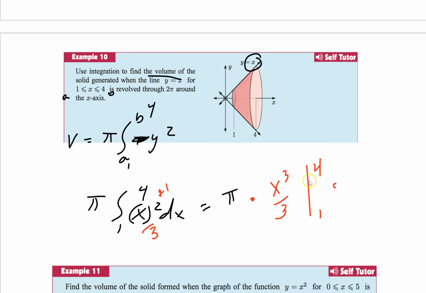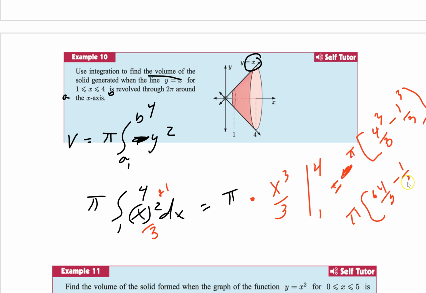Remember the way we do that? Top minus bottom. You can either multiply pi first or keep it on the outside. I'm going to keep it on the outside. So pi times 4 cubed over 3 minus 1 cubed over 3. So pi times 64 over 3 minus 1 over 3, so 63 over 3 pi. And that's the volume of that thing when you rotate it around. That's all it is. Put in the formula, plug it in. Let's do another one.